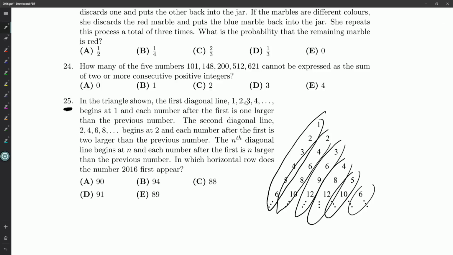The nth diagonal line begins at n, and each number after the first is n larger than the previous number. In which horizontal row does the number 2016 first appear? Okay.